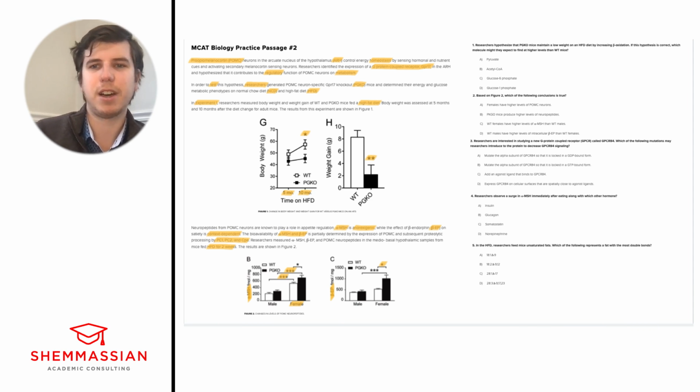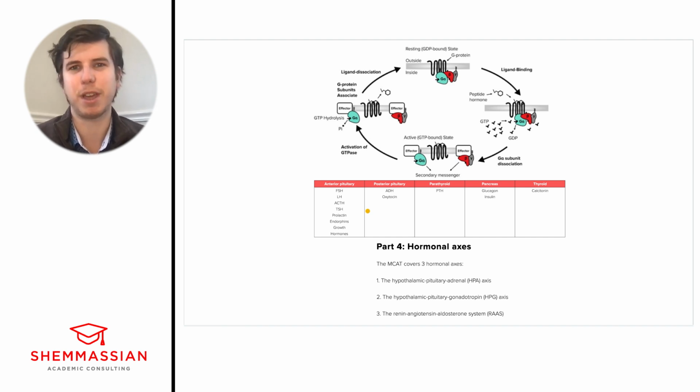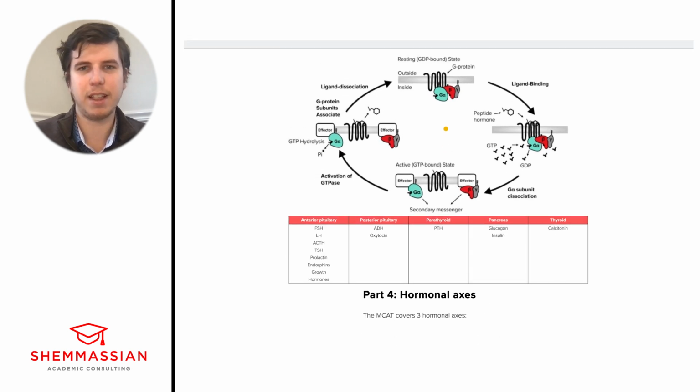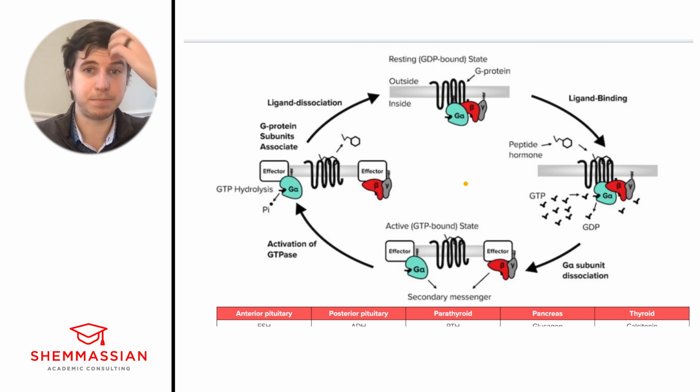at Shemmassianconsulting.com/MCAT, and kind of dive through a couple figures that are related, so we can get a basis for some of the MCAT content knowledge, some of the high yield MCAT content knowledge that is tested on similar passages like this. So this is from one of our content guides, and here we have a little image on G protein coupled signaling.